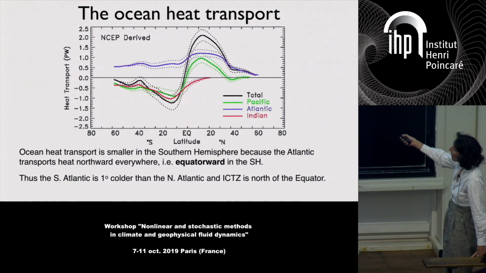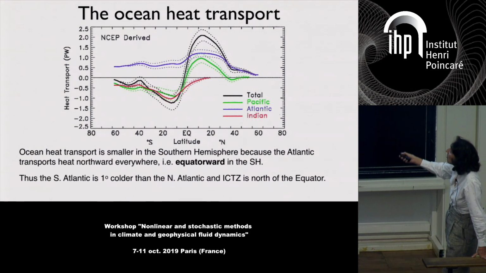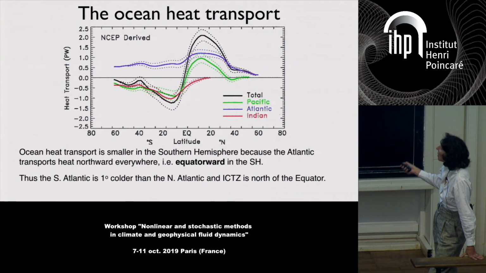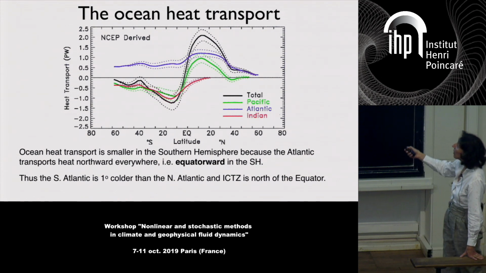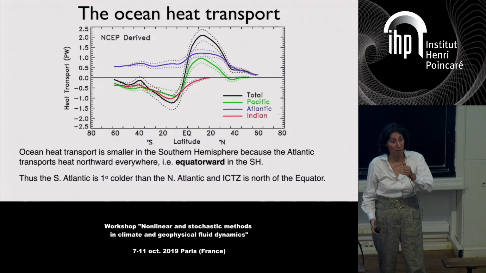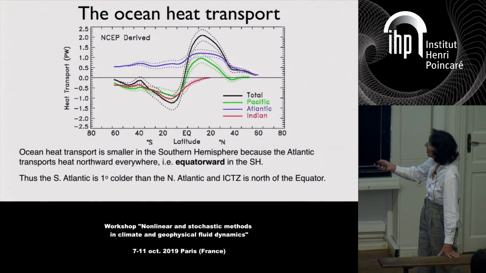Of course, that equatorward heat transport is balanced by a larger heat transport by the Indo-Pacific, so that the net total heat transport, which is the black line, is actually poleward in both hemispheres. But as you can see, it's rather smaller in the southern hemisphere than in the northern hemisphere. And in fact, the southern hemisphere is actually colder than the northern hemisphere. And if you look very closely near the equator, there's actually a net transport towards north of the equator, which is responsible for the intertropical convergence zone to be north of the equator rather than right at the equator, okay? So it's an important feature of the heat transport.